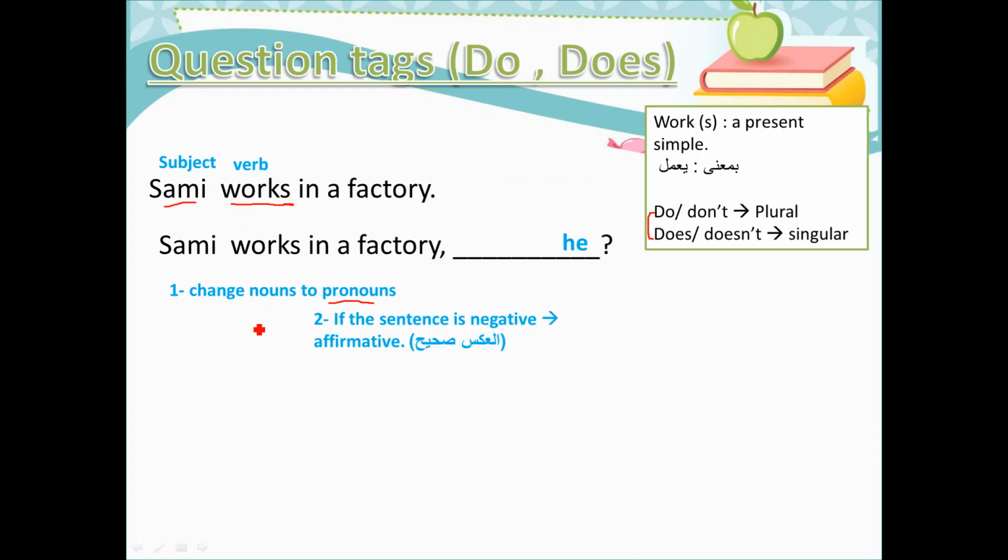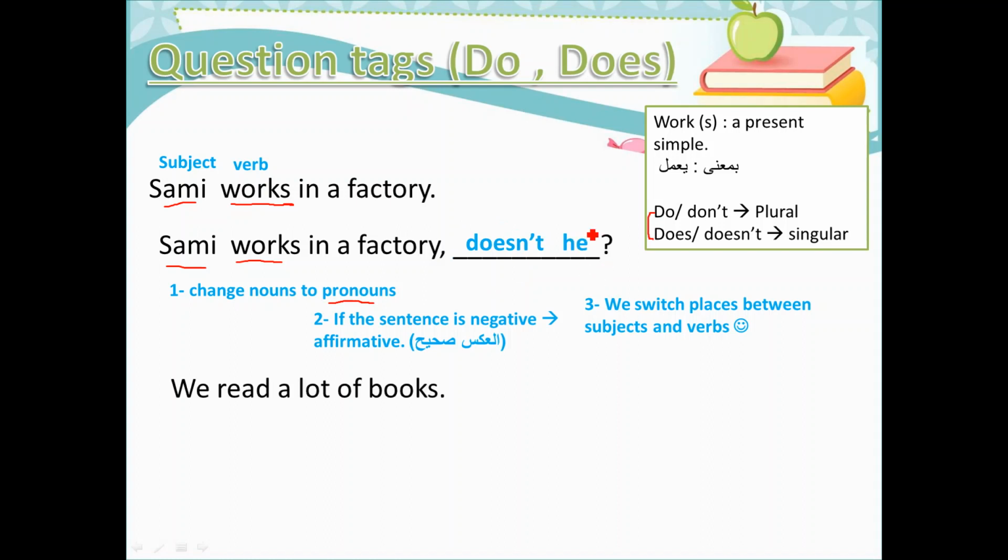Okay. Number two, if the sentence is positive the question is negative. إذا كانت الجملة مثبتة يكون السؤال منفي والعكس صحيح. إذا كانت الجملة هنا مثبتة فالسؤال يجب أن يكون منفيا. Okay. فيصبح الجواب doesn't he. Number three, we switch places between subject and verb. نقوم بتغيير الأماكن ما بين الفاعل والفعل المساعد. في الجملة الأصلية دائما السبجكت هو في البداية ثم الفعل، ولكن في جملة السؤال الفعل المساعد ثم الفاعل.